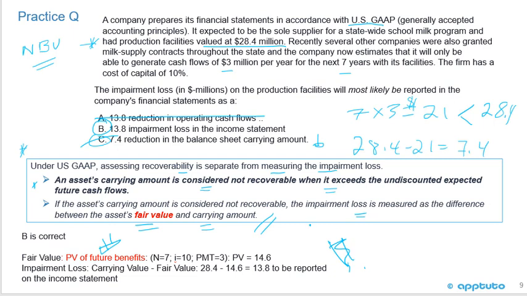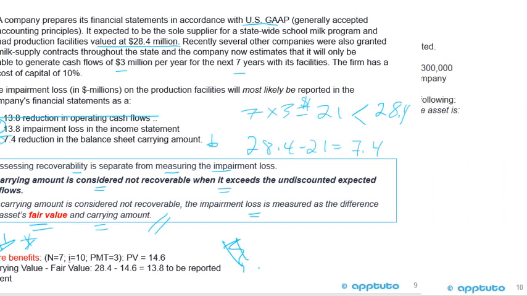It's US GAAP. Step one, you have to look at the undiscounted cash flows to determine whether it's impaired. Step two, the impairment loss is measured as the difference between the asset's fair value and the carrying amount. But in this case, there's no arm's length transaction information for the fair value. We're still going to calculate the present value of the benefits to come up with the fair value. And that's the little trick there. Nice little tricky, difficult question with the wordings.